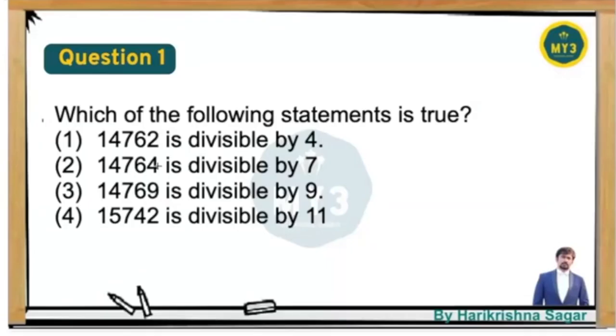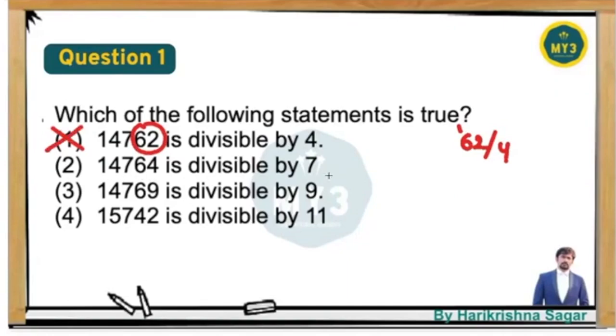Which of the following statements are true? 14762 divisible by 4. For a number to be divisible by 4, what should we do? The last 2 digits should be divisible. So is this number 62 divisible by 4? 4 ones are 4, we are left with 22. Yes, it is not divisible. Eliminate. This is not an answer.